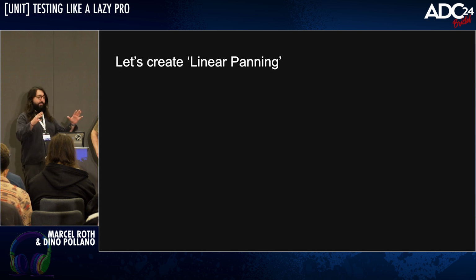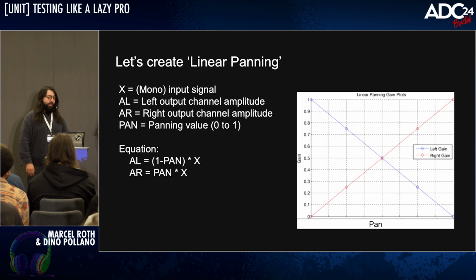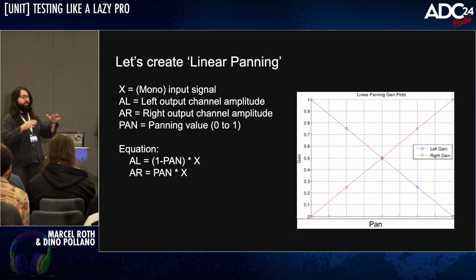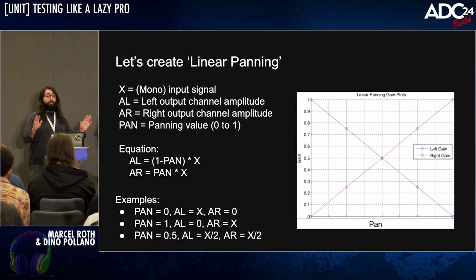In our demo, we're going to be making panning, for the audio heads and the professionals. There are lots of different ways of panning. We're not going to be going into pan law and all that sort of stuff. This is not a talk on panning, this is a talk on testing. So don't at me in the Discord. In linear panning, the output channel is just a scale of the input channel based on the pan value. If it's a mono input, we're just going to double that for both channels. This is more of a disclaimer than anything.